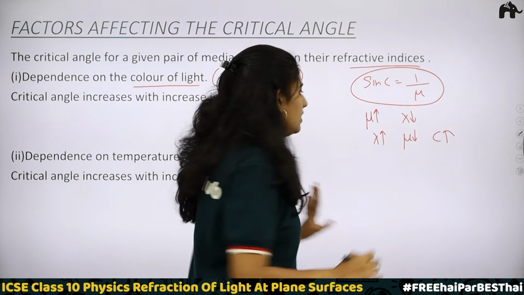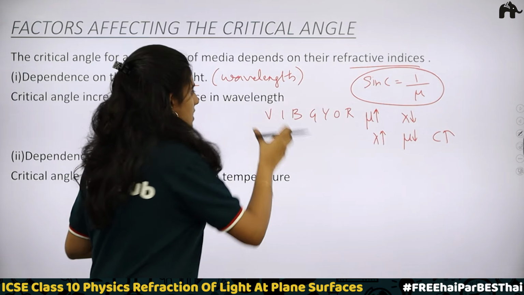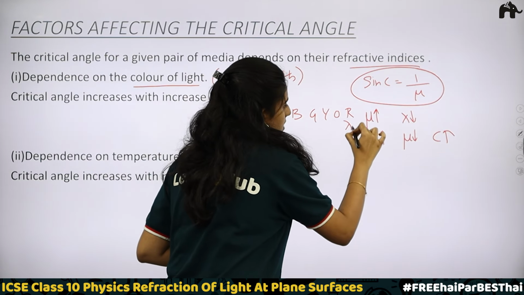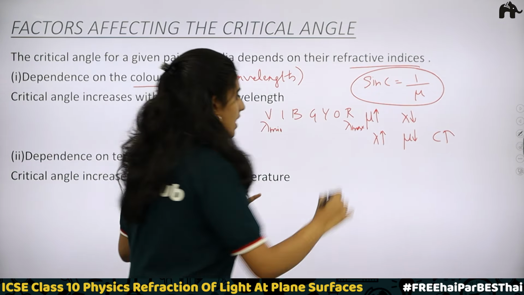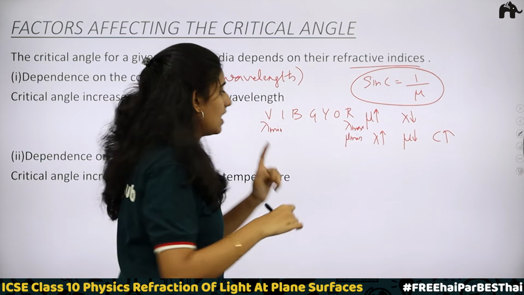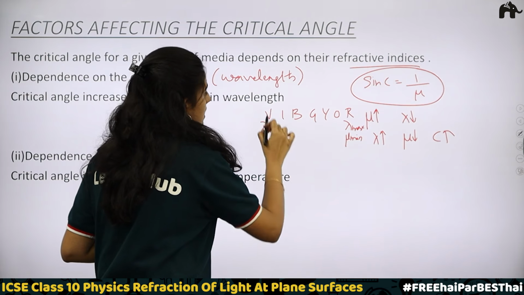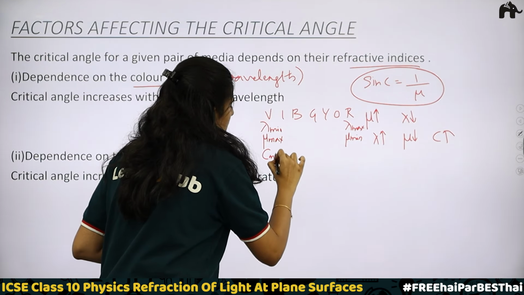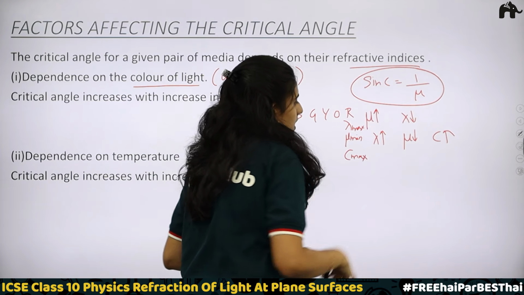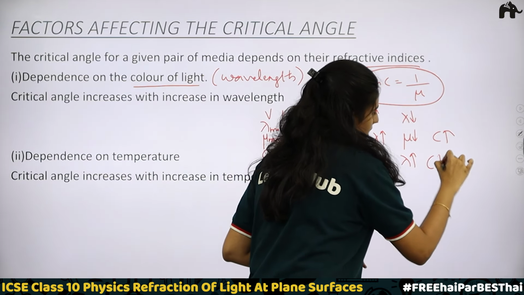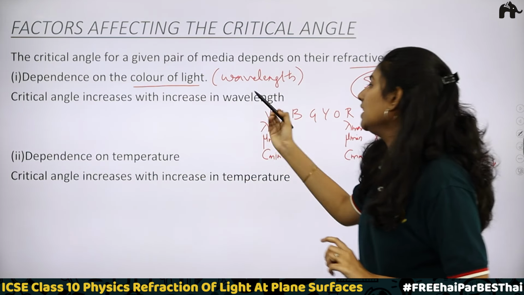Here, if you are taking violet, indigo, blue, green, yellow, orange, red, which light has the highest wavelength? Highest wavelength is for red light, and minimum wavelength is for violet light. What about the refractive index? Refractive index will be minimum for red and maximum for violet. Now what about the critical angle? When the light used is a violet light, the critical angle will be minimum. And when the light used is a red light, the critical angle will be maximum. So what is the relation? When wavelength increases, critical angle increases, and when wavelength decreases, critical angle decreases. Critical angle increases with increase in wavelength.